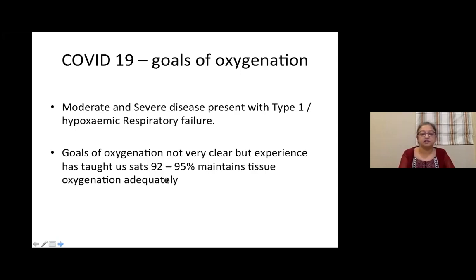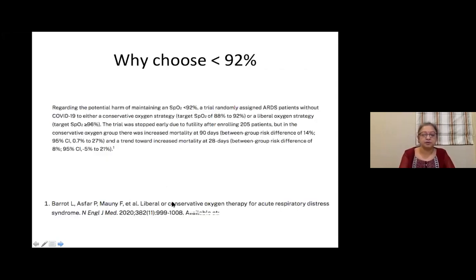Having said that, there is some evidence behind it. This paper in the New England Journal of Medicine in 2020 looked at liberal or conservative oxygen therapy for ARDS, showing the potential harm of maintaining an SpO2 of less than 92%. It assigned ARDS patients without COVID-19 to either a conservative oxygen strategy, which is 88 to 92, or a liberal oxygen strategy, where SpO2 was kept above 96%. It had to be stopped early due to futility after enrolling 205 patients. But what they found was that in the conservative oxygen group, there was increased mortality at 90 days in those who had less than 92% saturation. So 92 is not just an arbitrary mark. There is some evidence that below that, tissue oxygenation and 90-day mortality, especially with COVID-19, can worsen.